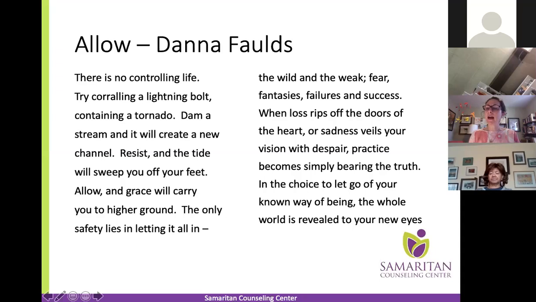And now releasing the practice and just settling in your breath. I invite you just to receive the words of this poem called Allow by Dana Faulds. There is no controlling life. Try corralling a lightning bolt, containing a tornado. Dam a stream and it will create a new channel. Resist and the tide will sweep you off your feet. Allow and grace will carry you to higher ground.